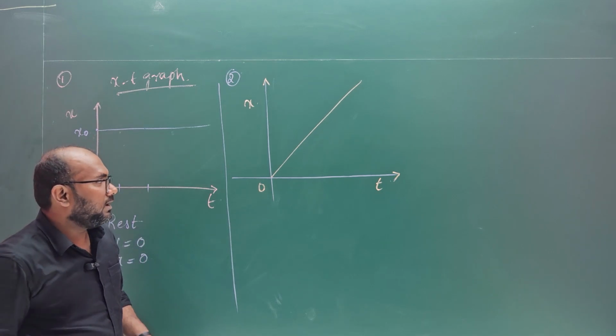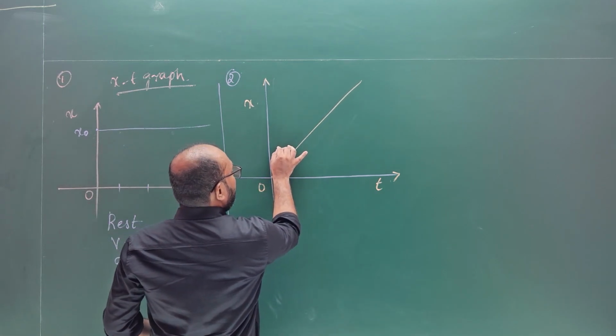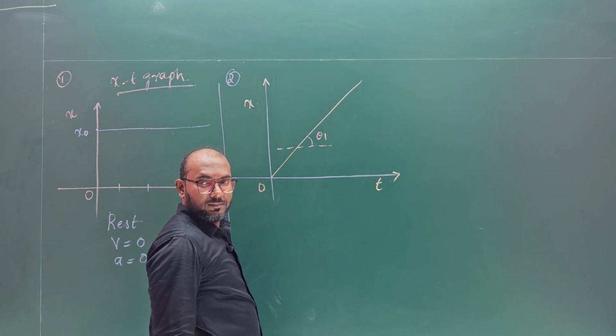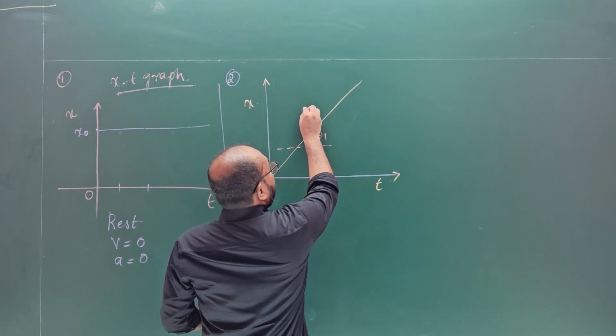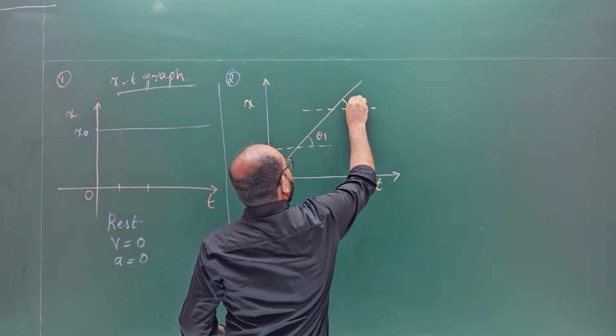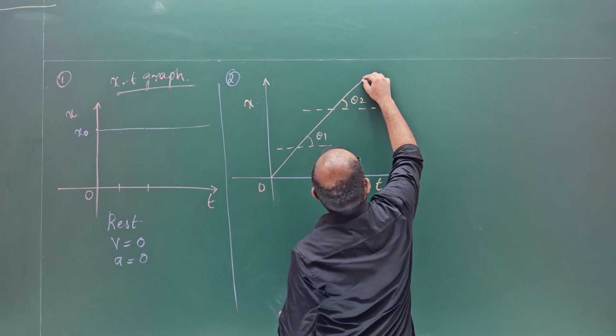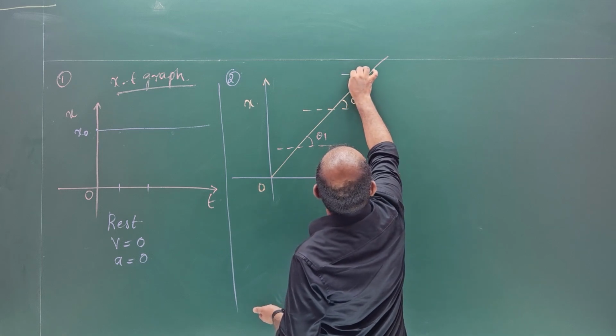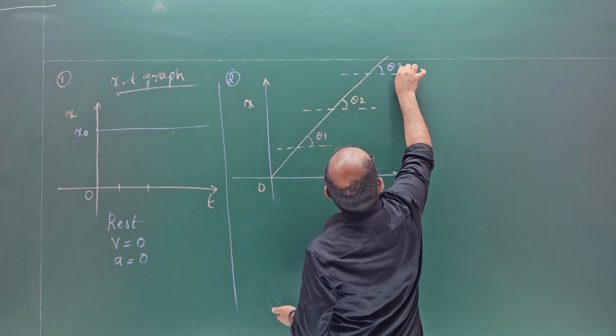The slope. Okay, how to check the slope? Let me draw one line over here. Can I say this is your theta 1? Similarly, consider this is your theta 2. Consider this object is going further away, and consider this is your theta 3.